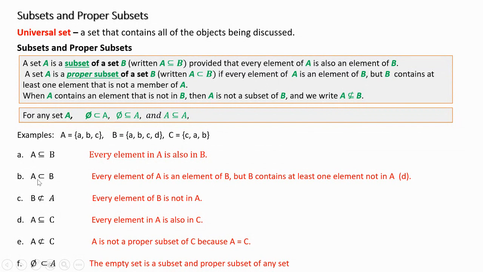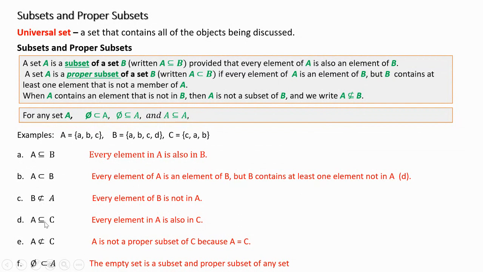Now let's do B. A is a proper subset of B. This is true because every element of A is an element of B, but B contains at least one element not in A, which is D. That's what we're describing as the proper subset. Okay, now C. B is not a proper subset of A. Every element of B is not in A, right? So that's why this is correct.